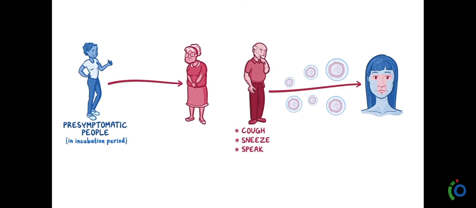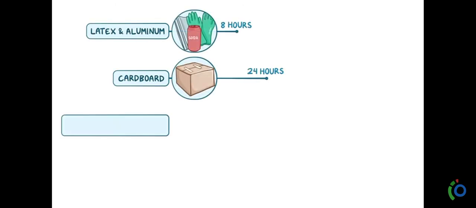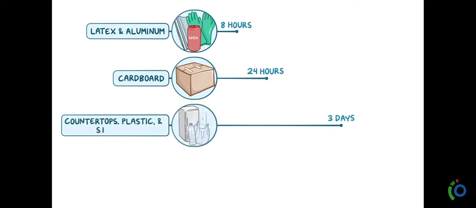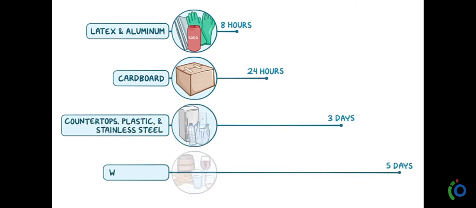Coronaviruses don't usually spread over long distances in the air, but they can get flung from one person to another on tiny droplets of saliva when someone's coughing or sneezing. Recent studies suggest that SARS-CoV-2 airborne droplets can remain infectious for up to 3 hours. In addition, the SARS-CoV-2 virus can also survive on surfaces. It can survive up to 8 hours on latex and aluminum, up to 24 hours on cardboard, up to 3 days on countertops, plastic, and stainless steel, and up to 5 days on wood and glass.